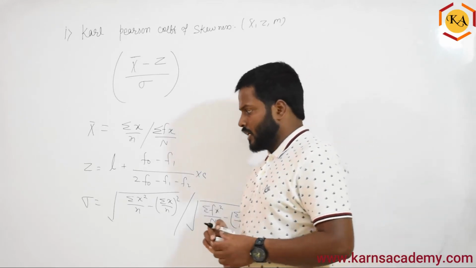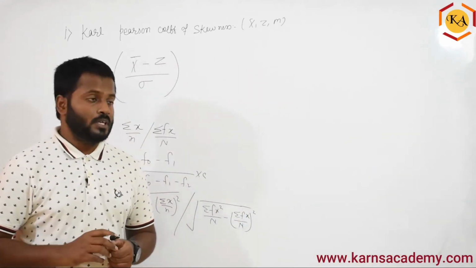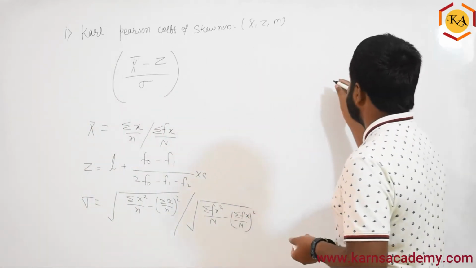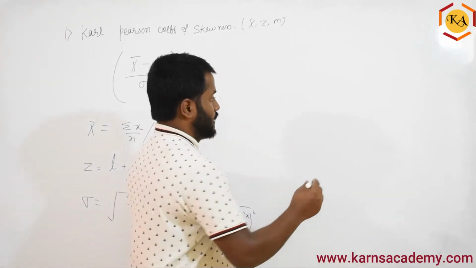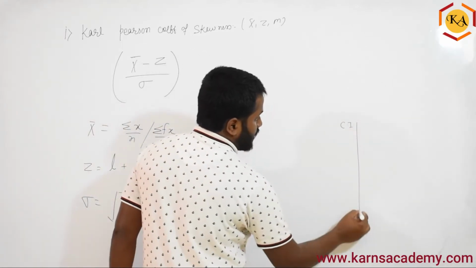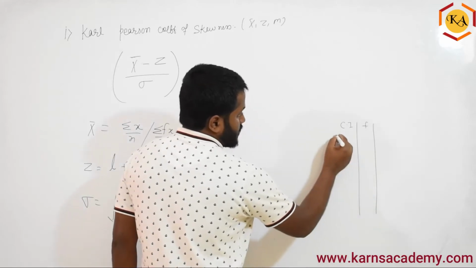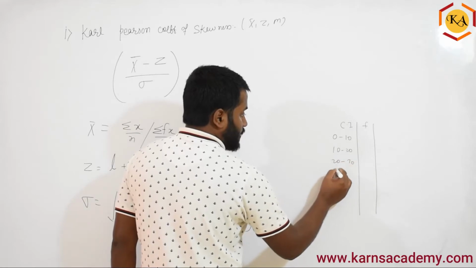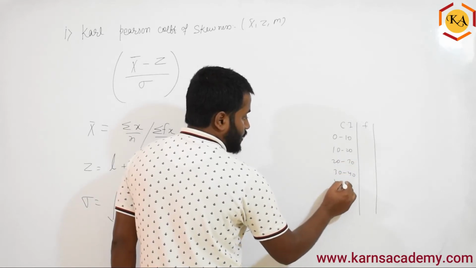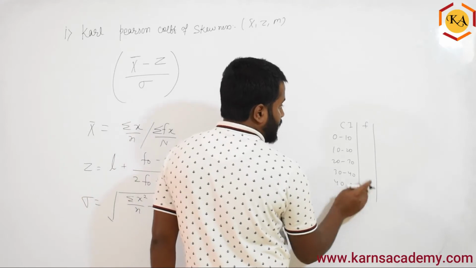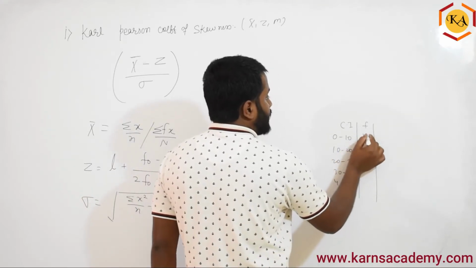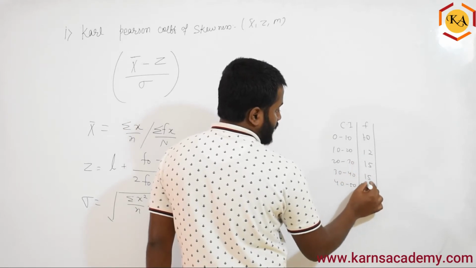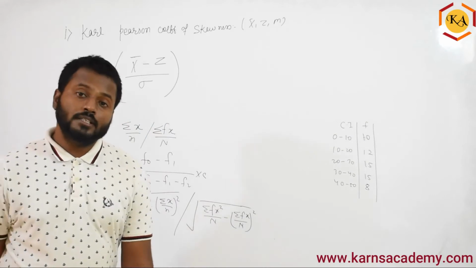But I hope you remember, while doing the mode, we studied one condition where mode is undefined. Suppose the data given is, let me write the data here, class interval and frequency: 0 to 10, 10 to 20, 20 to 30, 30 to 40 and 40 to 50, with frequencies 10, 12, 15, 15 and 8. So how do we find the mode based on this?